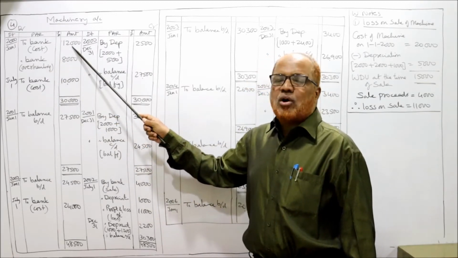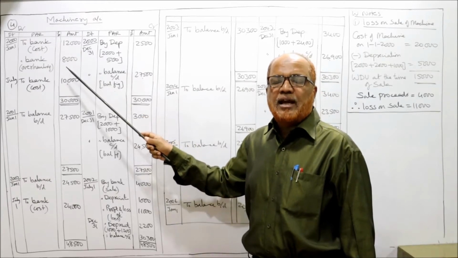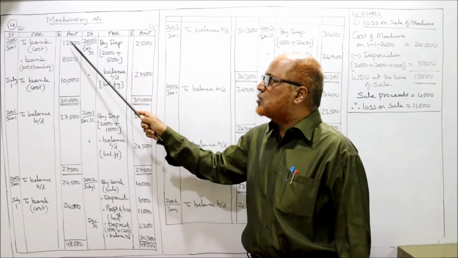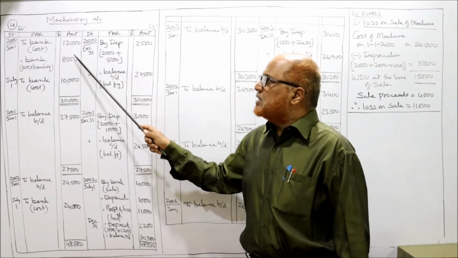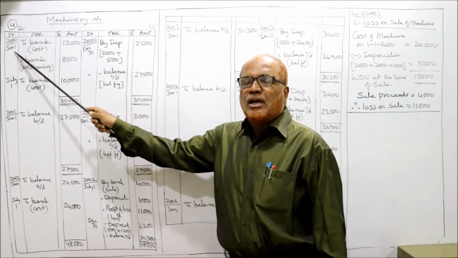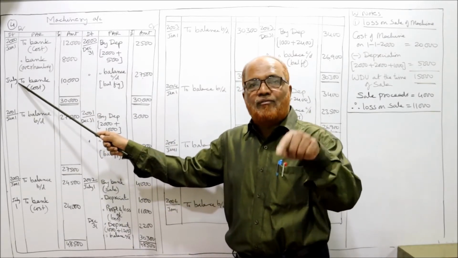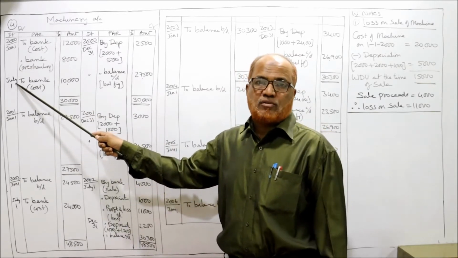So 12,000 is the cost of the second hand machine and 8,000 overhauling charges. The total cost of the machine will be 20,000, 12,000 plus 8,000. This took place on 1st January 2000. In the same year, 1st July 2000, one more machine was purchased, the second machine was purchased.